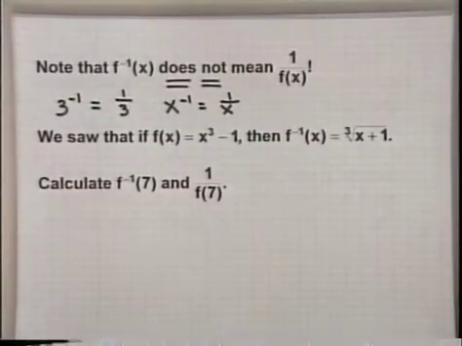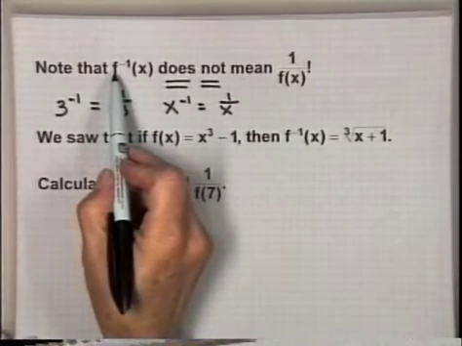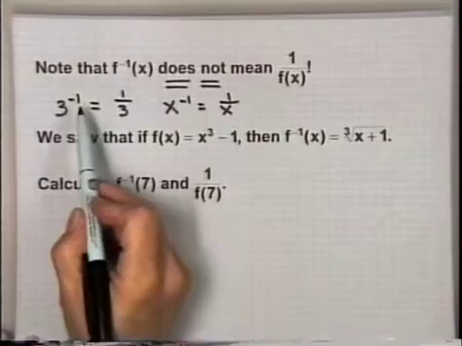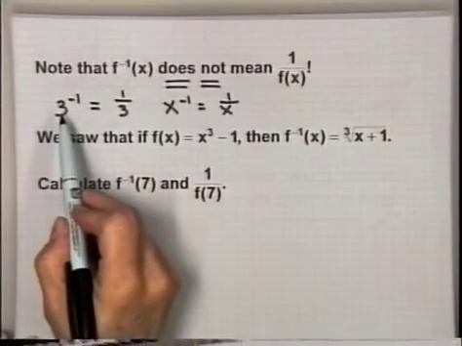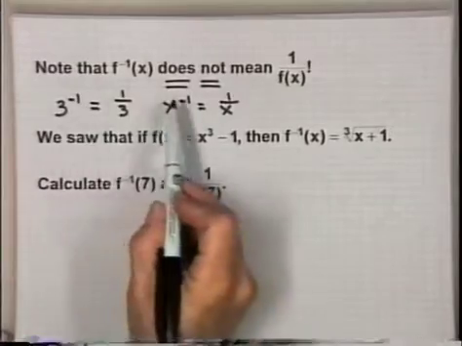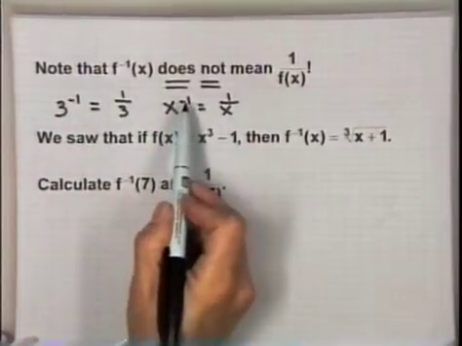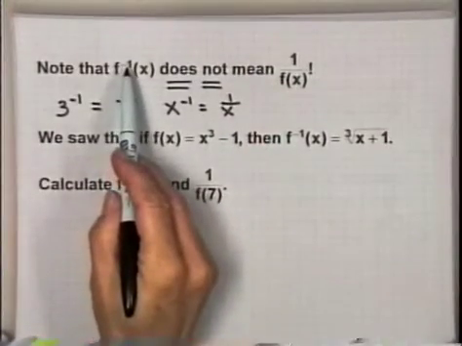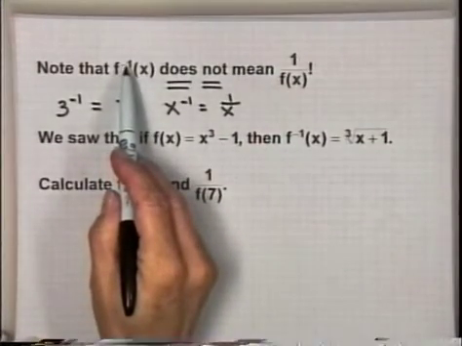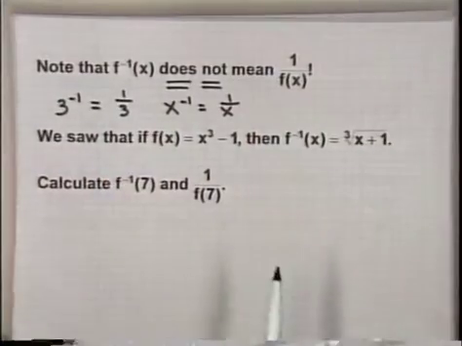But what we're telling you here is that this symbol, when used with a function name, does not mean the same thing as that symbol when used with either a number or a variable. Here, the negative 1 is an exponent, and we read it negative 1 power. But here, this is simply a symbol that says we have the inverse of function f. Now, let's look at this.